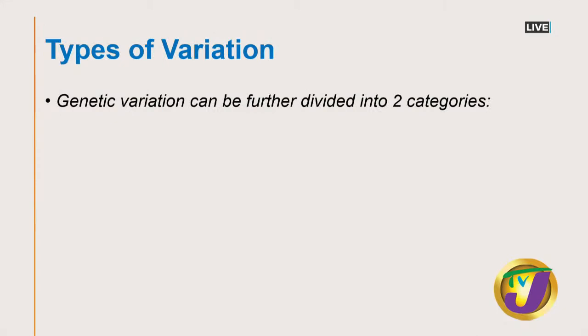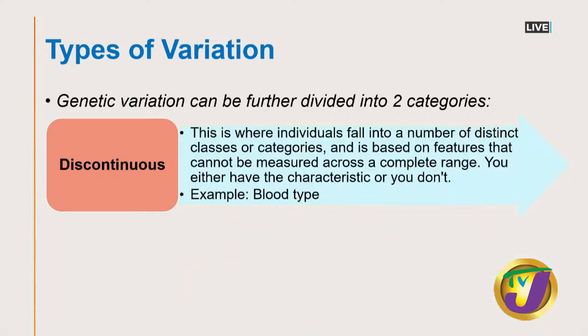What are the different types of variation that we have? We say variation is divided into two categories. We have what is called discontinuous variation. For discontinuous variation, this is where the individual falls into a number of distinct classes or categories based on a feature that cannot be measured across a complete range.